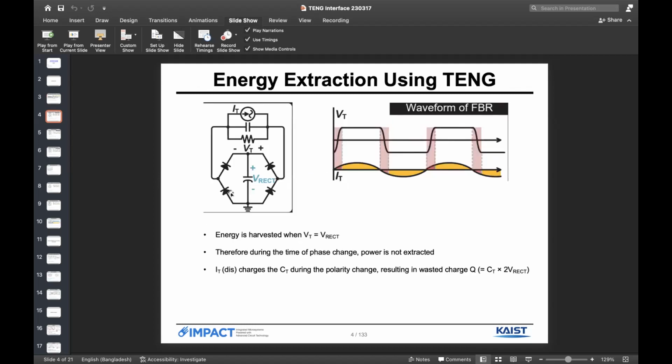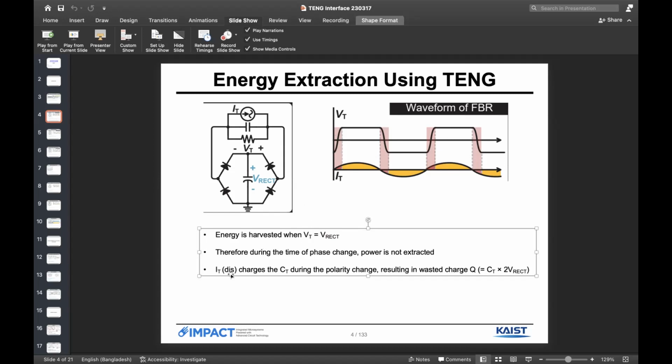So, energy extraction using the TENG. Energy is harvested when VT is equal to Vrect. As we can see in the graph, VT is continuously changing from plus Vrect to minus Vrect, and then there is a small transition point that we can see in red. Energy is harvested only when VT is equal to Vrect. Therefore, during the phase change, power is not extracted.